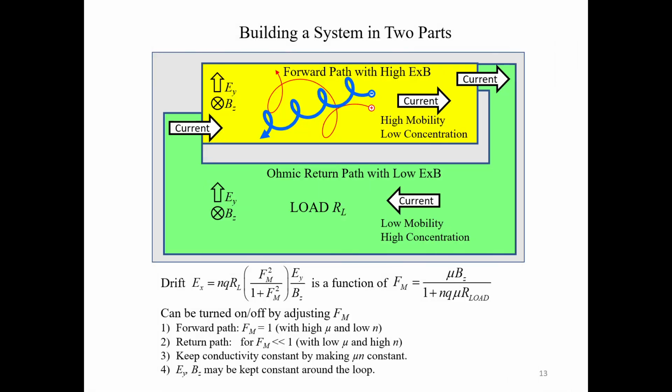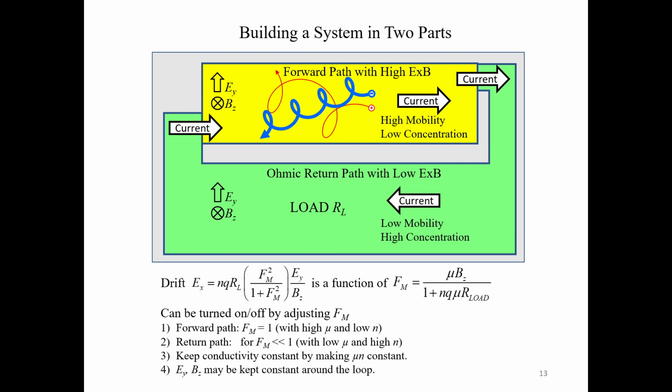The E cross B drift is a function of the figure of merit and can be turned on or off by adjusting Fm. Therefore, an E cross B effect system can be built in two parts: a forward path with a figure of merit about equal to 1, favorable to the drift, and a return path with a figure of merit near 0, unfavorable to the drift, but that can carry a conventional ohmic current.